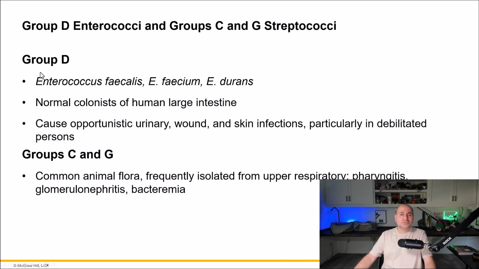What about Group D streptococci? Enterococcus faecalis, Enterococcus faecium, Enterococcus durans. These are normal colonists of the human large intestine, though they are opportunists, which means they can cause disease, urinary, wound, skin infections, particularly in debilitated persons. And then groups C and G, these are common animal flora. They live on our bodies, frequently isolated from our upper respiratory tract. They can cause pharyngitis, glomerulonephritis, and bacteremia.